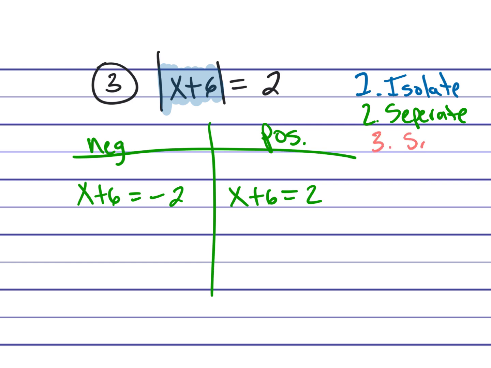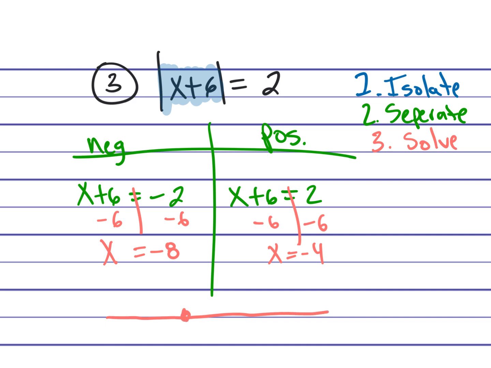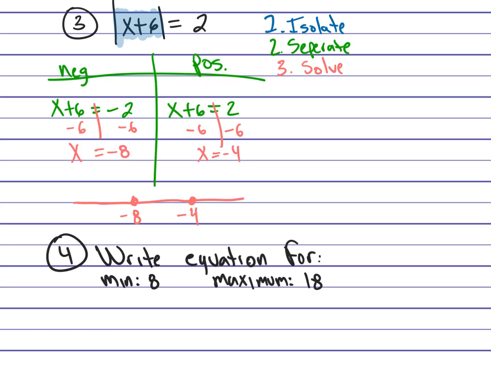For step 3, I am going to solve. Notice my absolute value lines are gone. If I'm going to solve, I need x by itself. There's this little +6 that's bothering me, so I do the opposite and subtract it. But I have to subtract 6 from both sides of the equal sign. When I do, -2 minus 6 gives me -8. I'm going to subtract it on the other problem too. So I do have two answers, -8 and -4.